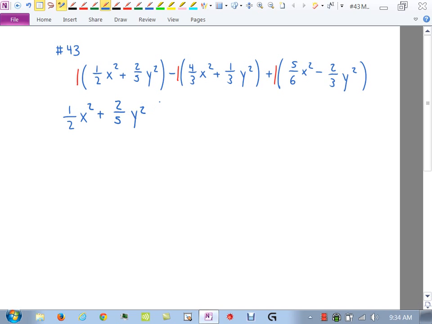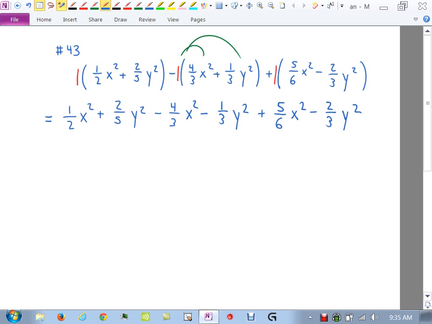On the second one, when I multiply through, it changes the signs, right? Changes the positive 4/3 x squared to a negative. So we get negative 4/3 x squared, and then a negative 1/3 y squared. And then on the third parentheses, again, nothing changes, right? Okay, so that's what that is.